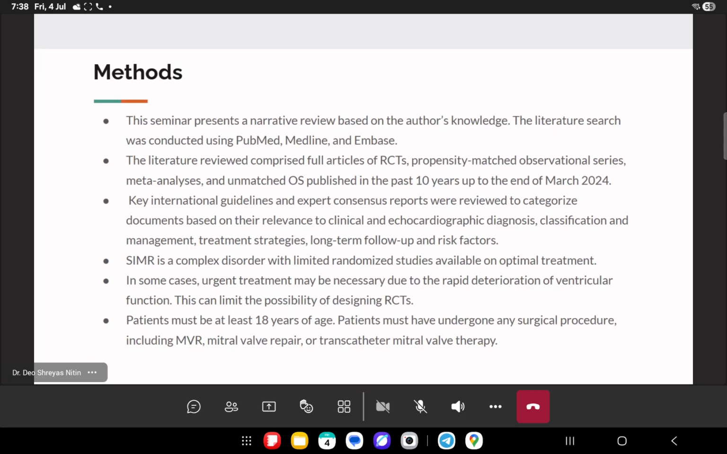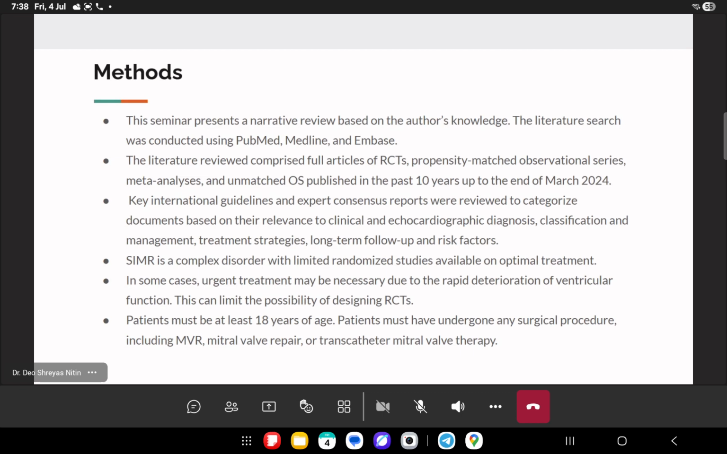Key international guidelines and expert consensus reports were reviewed to categorize documents based on their relevance to clinical and echocardiographic diagnosis, classification, and management, treatment strategies, long-term follow-up, and risk factors.